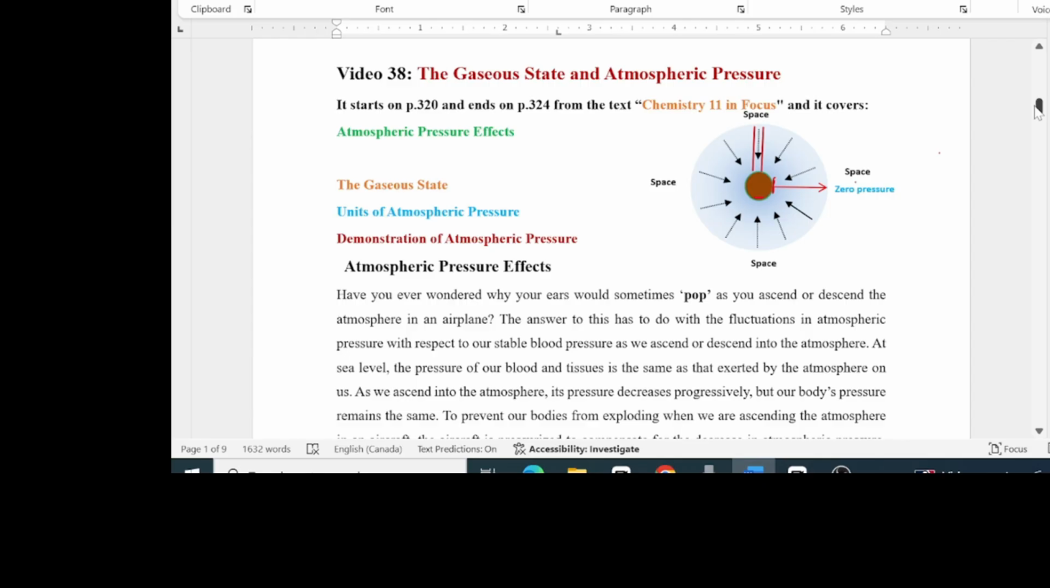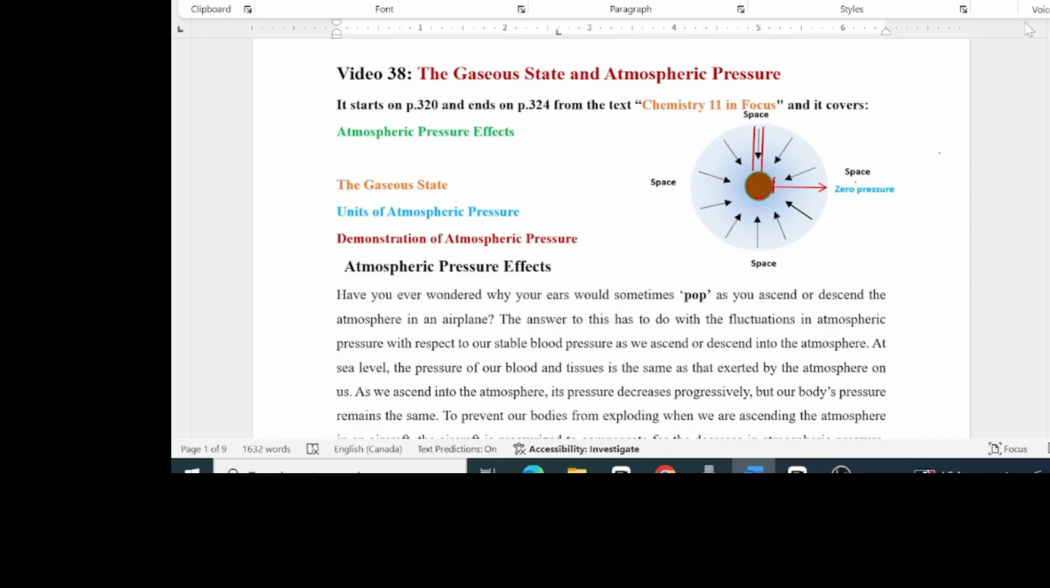Our tutorial today deals with the gaseous state and atmospheric pressure. It starts on page 320 and it ends on page 324. And the concepts that will be covered today are as follows: the gaseous state, units of atmospheric pressure, demonstration of atmospheric pressure. But first of all, we'll talk about atmospheric pressure effects.